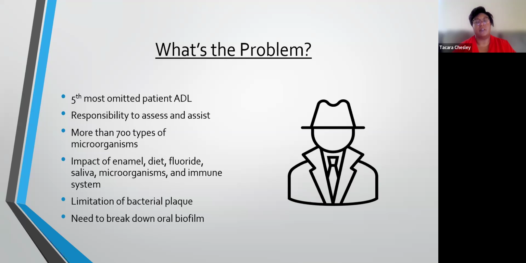There are over 700 different microorganisms within the mouth. The oral cavity is affected by various things, including the enamel, diet, fluoride, saliva, microorganisms, and the immune system. It is important to treat this bacterial plaque because it is the primary cause of gingivitis as well as periodontitis, which will eventually lead to tooth loss as well as tooth caries.